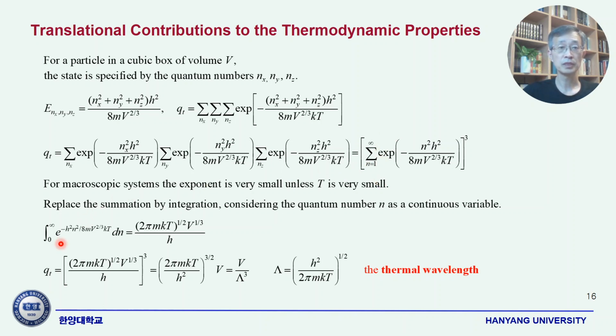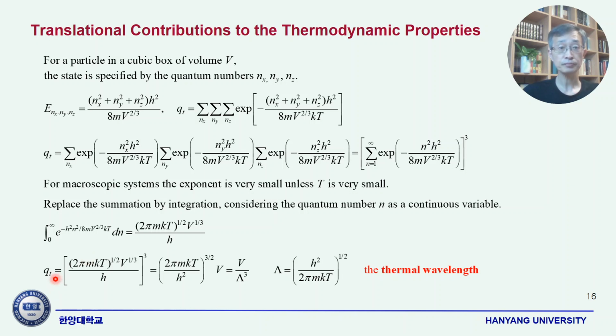So that integral would be from 0 through infinity of e to the minus h squared n squared over 8mV to the 2/3 kT. You replace the summation with the integration, integral 0 to infinity dn. If you integrate this in this range, you get 2 pi mkT square root and V to the 1/3 over h, and then you have 3 terms. So what you have is all this cubed, that's qt.